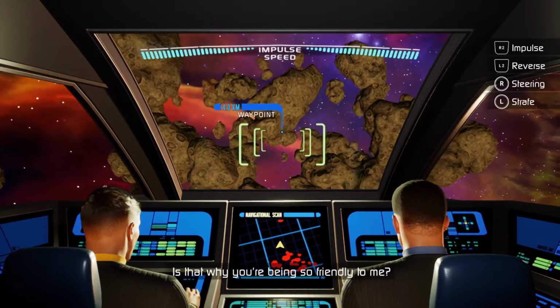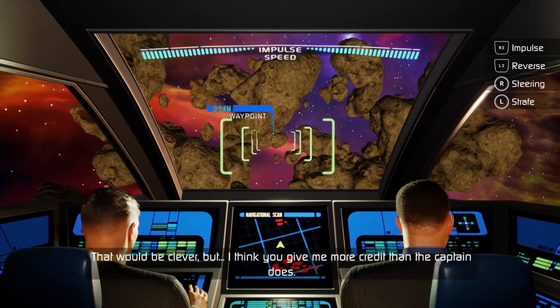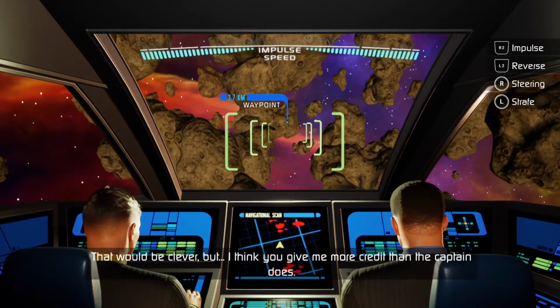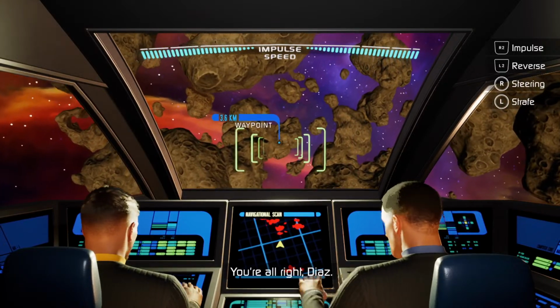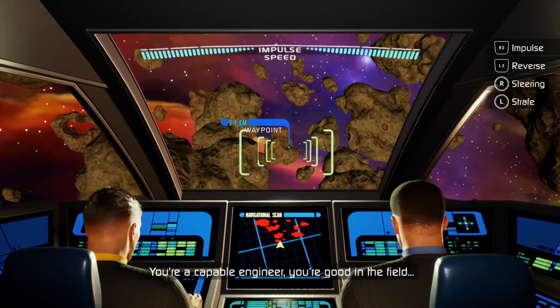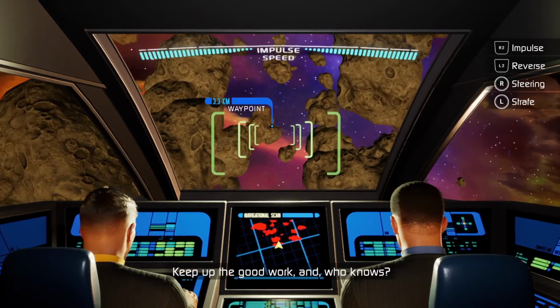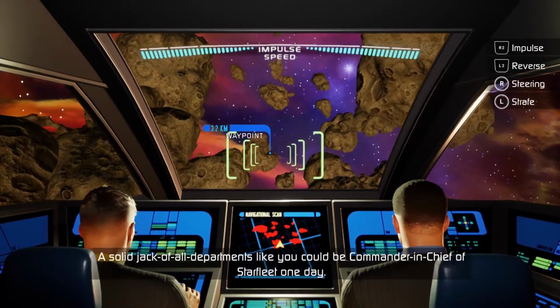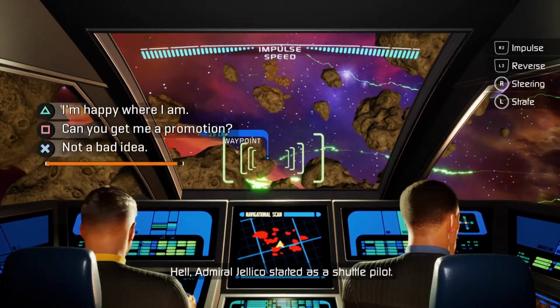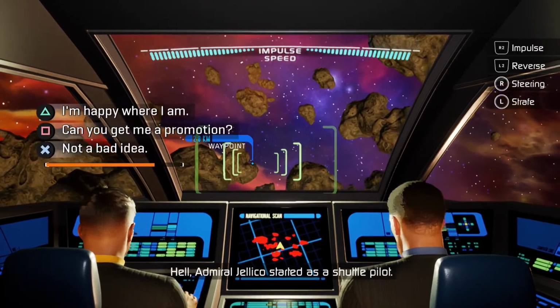Is that why you're being so friendly to me? Politics? That would be clever, but I think you give me more credit than the captain does. You're all right, Diaz. And you've got potential. You're a capable engineer. You're good in the field. Keep up the good work, and who knows? A solid jack of all departments like you could be Commander-in-Chief of Starfleet one day. Hell, Admiral Jellicoe started as a shuttle pilot.